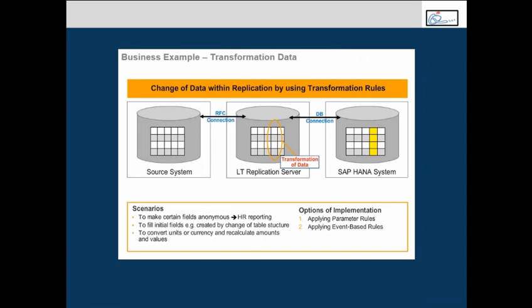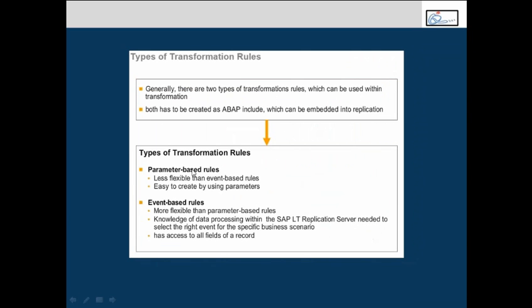Then you'll have source and you'll have RFC DB, and the transformations are applied in what? SLT, sir. And the transformation rules could be what? Parameter based or event based. I'm just trying to cover this in the recording. Parameter based is less flexible and easy to create, and event based is more flexible, and you should really have knowledge of the SLT processing to use it, because you're going to use events. You should know which event is what.